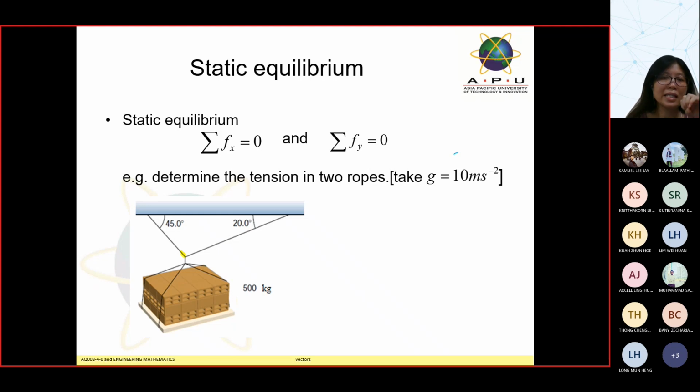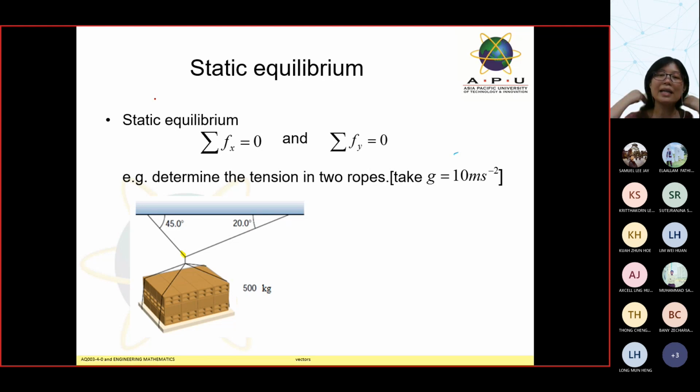So next is static equilibrium. But as I said, when it comes to vectors, the negative sign indicates the opposite direction. Just now I was referring to vertical and horizontal components. Horizontal means either right or left. If right is positive, then left will be negative. Vertical is either going up or going down. If up is positive, then down, the opposite direction, will be negative.